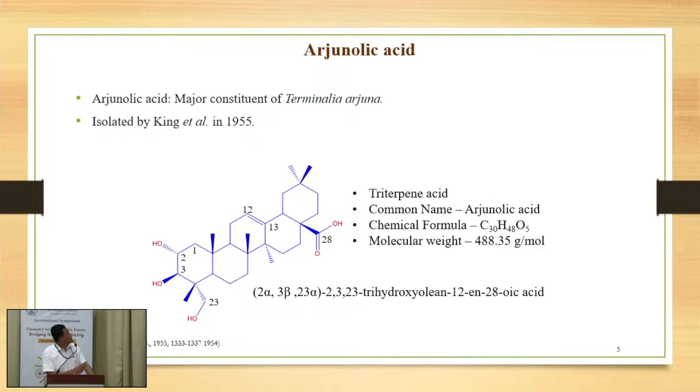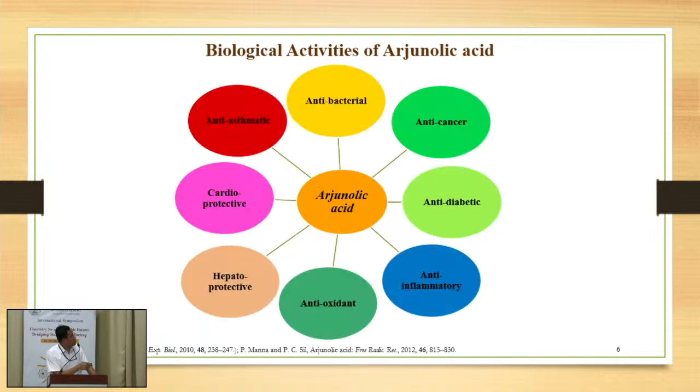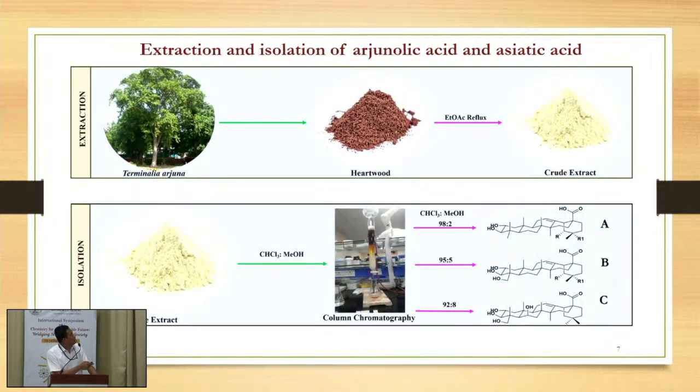Now, coming to arjunolic acid, this is a pentacyclic triterpene acid that was first isolated by King et al. And this arjunolic acid has various biological activities. And my problem was to isolate this arjunolic acid and separate it from asiatic acid, because though arjunolic acid has more biological activity, in all the sources it comes along with its isomer asiatic acid. So it is very difficult to separate these two acids. So you can see this is the basic procedure that I followed here.